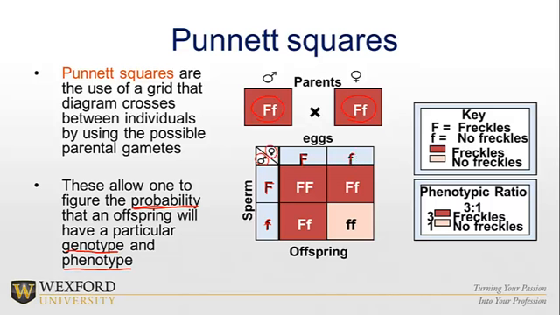Well, what's my ratio here? If I have two heterozygotes, my phenotypic ratio is 3 to 1. The chances are 3 to 1 that the offspring is going to have freckles. Only a 1 in 4 chance that the child is not going to have freckles.